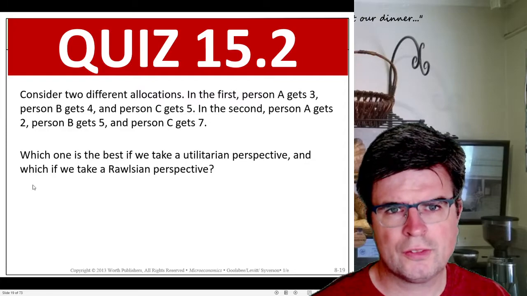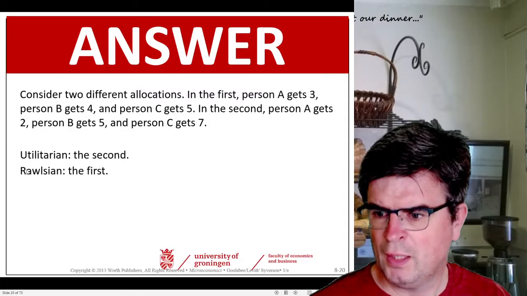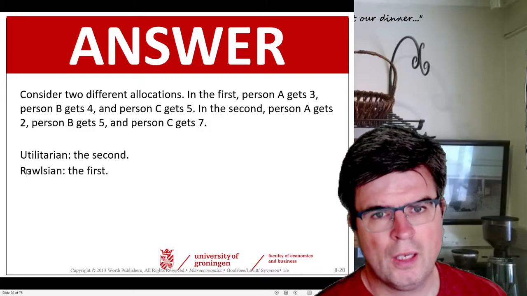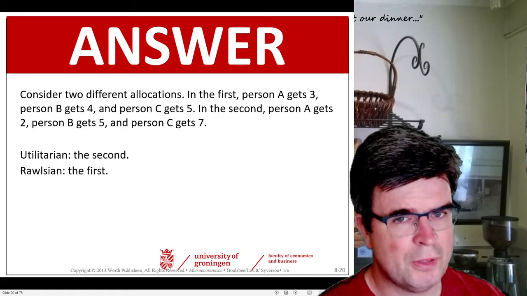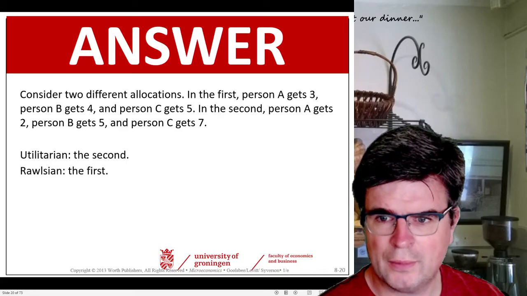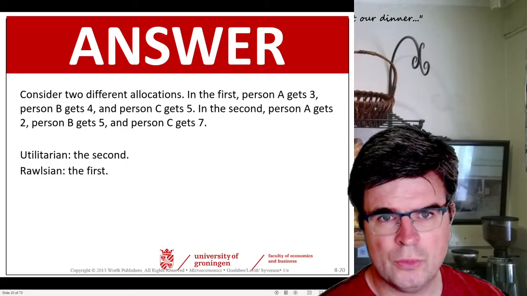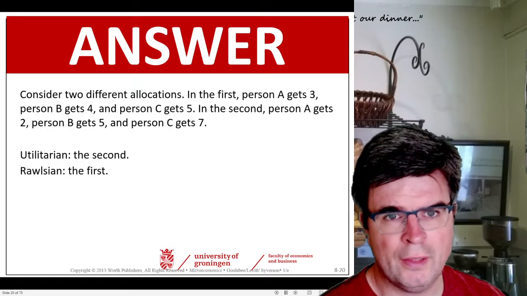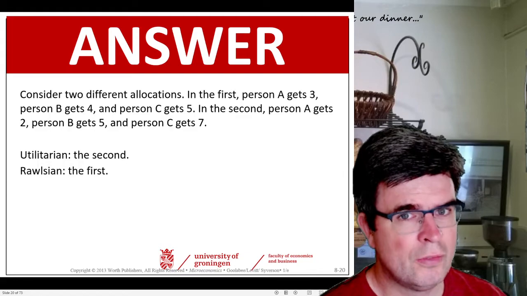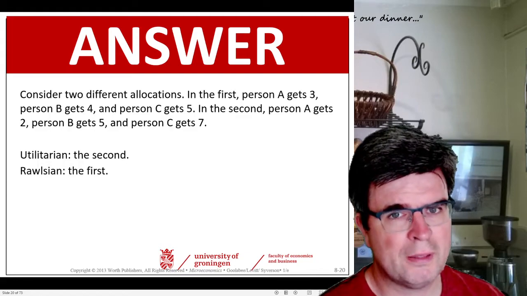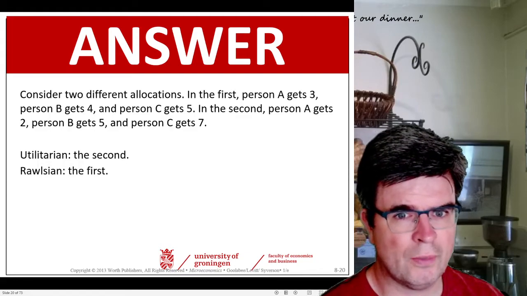Okay, and here's the answer to the quiz. If you take the utilitarian perspective, then you simply sum the different utilities. In the first allocation, you get a sum of 12, and in the second allocation, you get a sum of 13. So from a utilitarian perspective, you should prefer the second allocation.